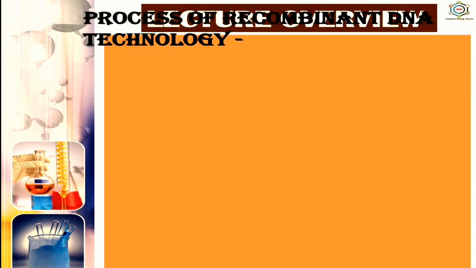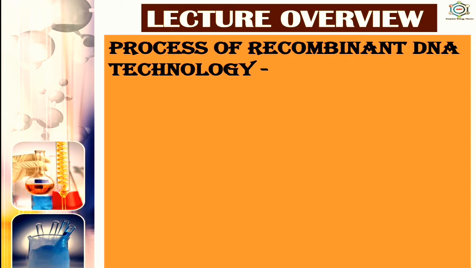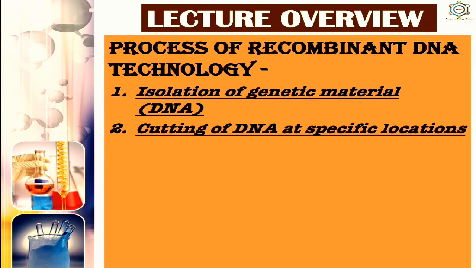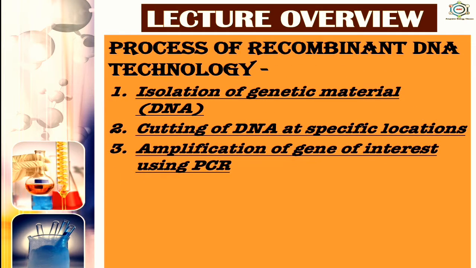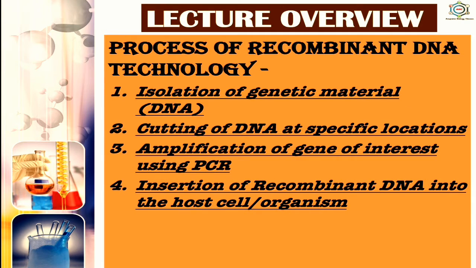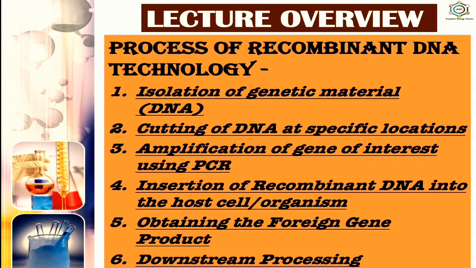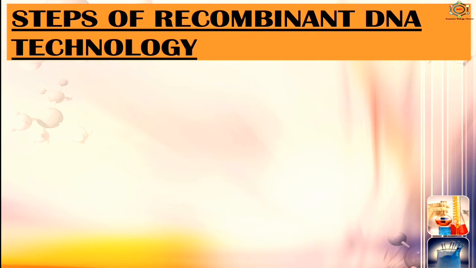So in this video, we will see the process of recombinant DNA technology, in which there are many steps: isolation of genetic material, that is DNA, cutting of DNA at specific locations, amplification of the gene of interest using PCR, insertion of recombinant DNA into the host cell or organism, obtaining the foreign gene product, and the last step is downstream processing.